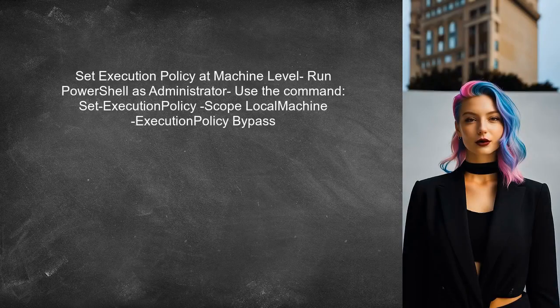To ensure that the execution policy set in PowerShell is visible in C#, the user can set the execution policy at the machine level. This can be done by running PowerShell as an administrator and using the command Set-ExecutionPolicy -Scope LocalMachine.